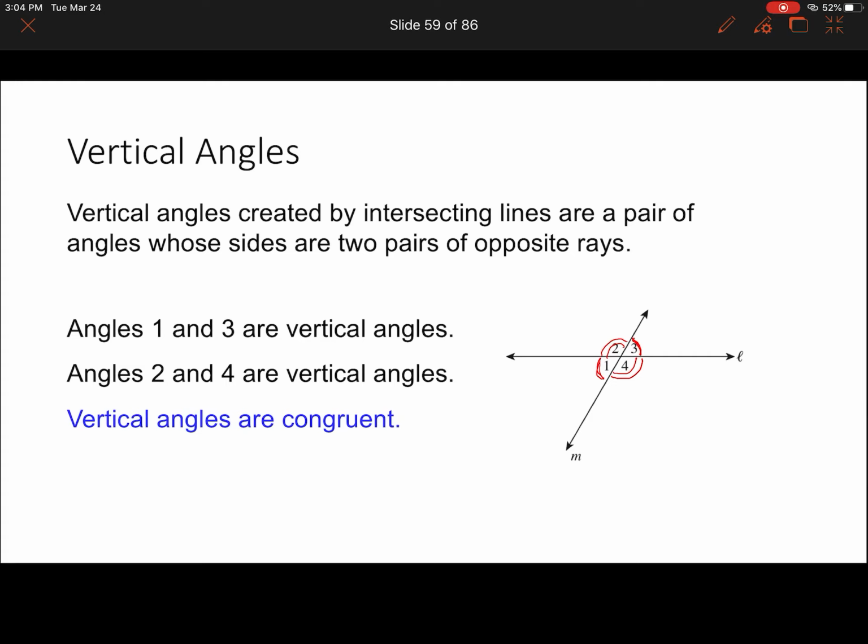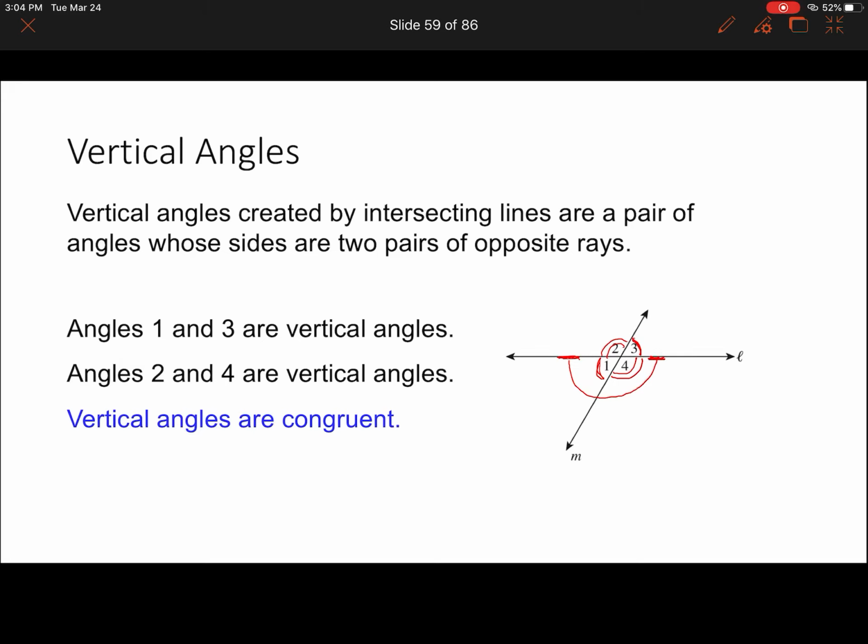Now, why is that important? Well, it's going to allow us, in some things we're going to do here in a little while, to be able to find other angle measurements when we know some information about vertical angles. So all vertical angles are congruent. So for example, in this diagram, we don't know necessarily the measure of angle 1, but we know that angle 1 and angle 3 have to be the same measure.